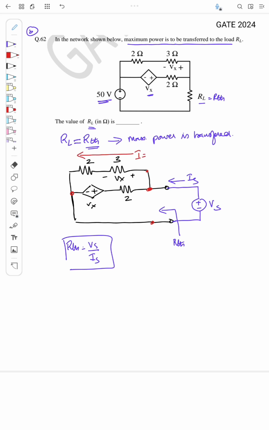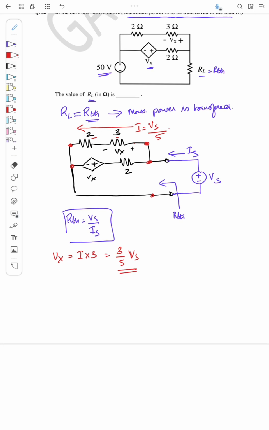This I is equal to the voltage across this node, from this point to this node, which is Vs divided by the total resistance 2 plus 3, that is 5. So if this is the current flowing through 2 and 3, what is Vx here? Vx is the voltage across 3, that is the current through the 3 ohm times 3. So 3 by 5 Vs is the voltage across the 3 ohm, or Vx.